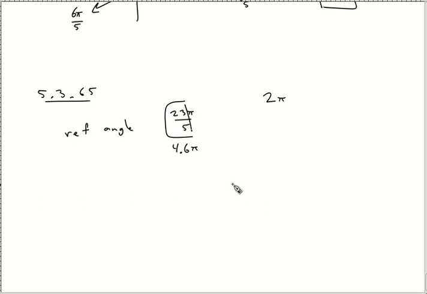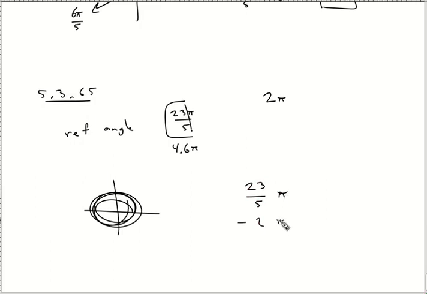So what I want to do is calm it down. It's just too much. It's like I'm going around and around and around. I need to back it up to a single revolution. And again, we've already done this before. I'm going to take my 23 over 5 pi and subtract 2 pi from it. So we're going to get a blank pi. And I'm just going to give you the answers here. It's 17 over 3. Was it 4.6, by the way?